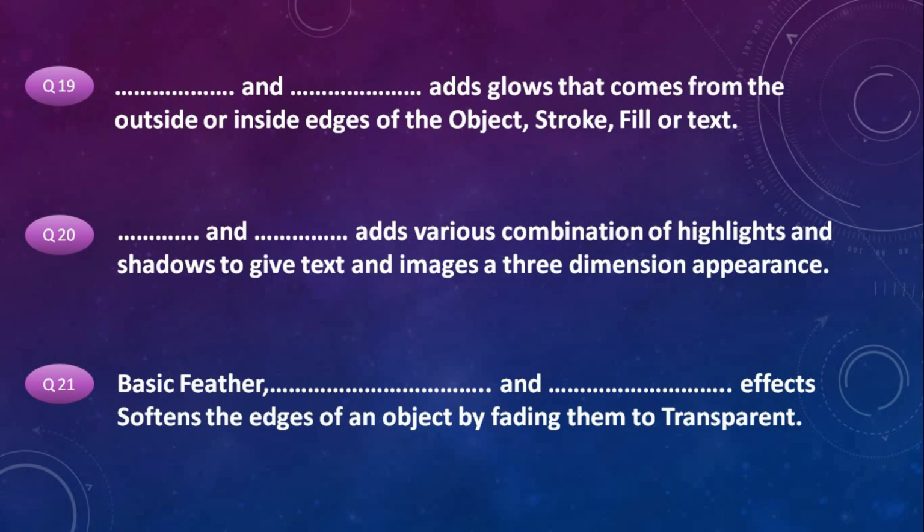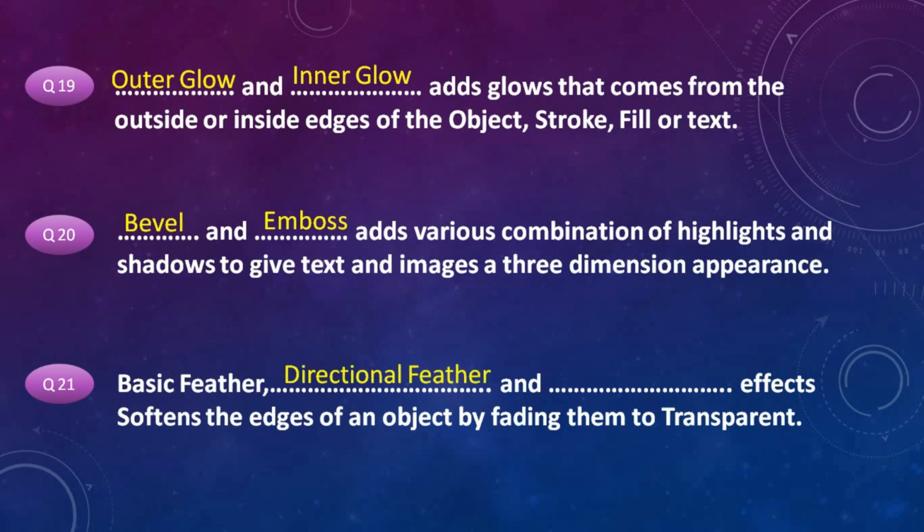The answer for these questions: outer glow and inner glow adds glow that comes from the outside and inside edges of the object, stroke, fill or text. Bevel and emboss adds various combination of highlights and shadow to give text and images a 3D appearance. Basic feather, directional feather and gradient feather effects soften the edges of an object by fading them to transparent.